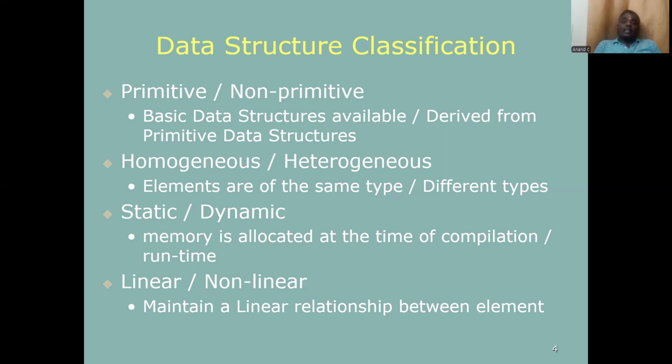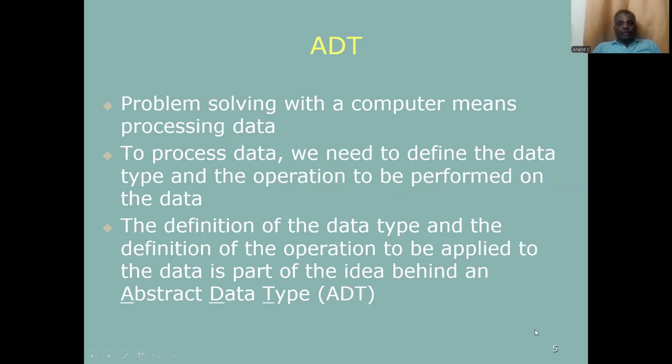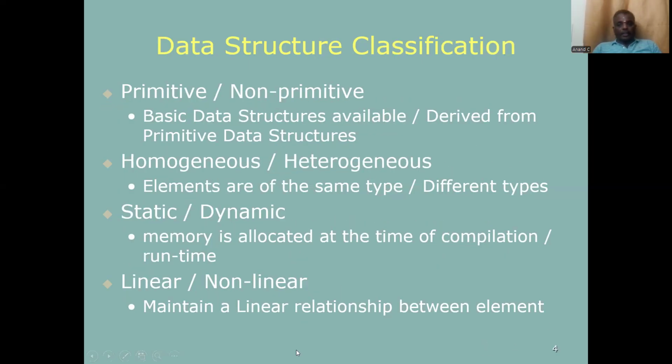Next one is static or dynamic. Memory allocated at the time of compilation is called static, and memory allocated during runtime is called dynamic allocation. Next one is linear and non-linear data structures. This is the relationship between the elements, either linear or hierarchical. That is called linear data structures or non-linear data structures.